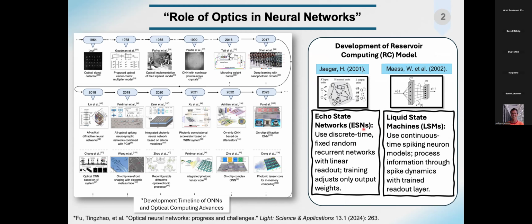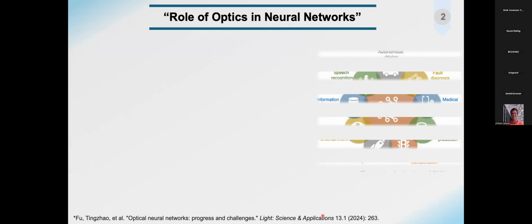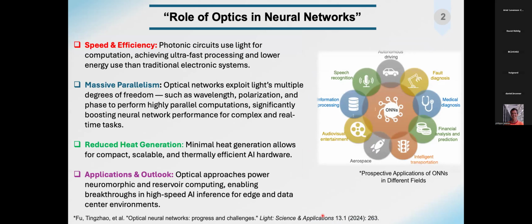Now, just a step back to answer why optics is a good option for implementing neural networks. Optics provides a multitude of advantages, and the first is speed and efficiency. By harnessing light for computation, photonics delivers ultra-fast processing at a fraction of the energy cost of electronics. Think of terahertz speeds without the power drain.